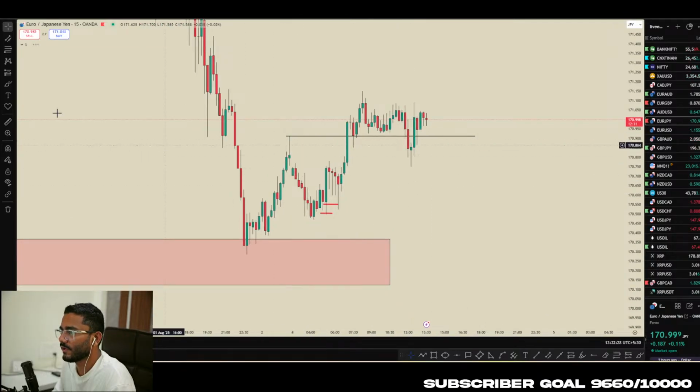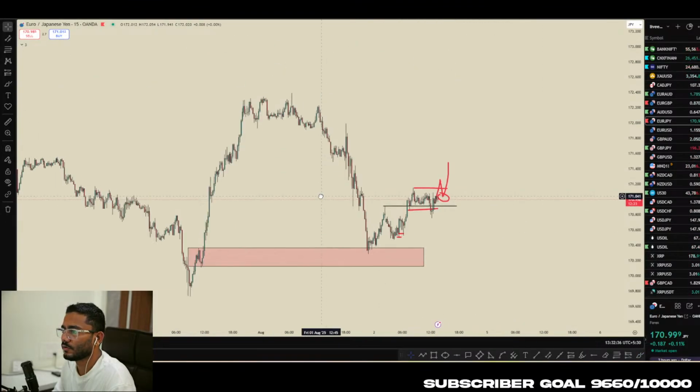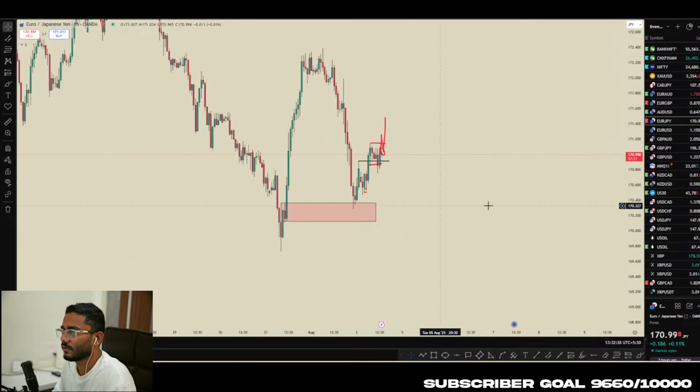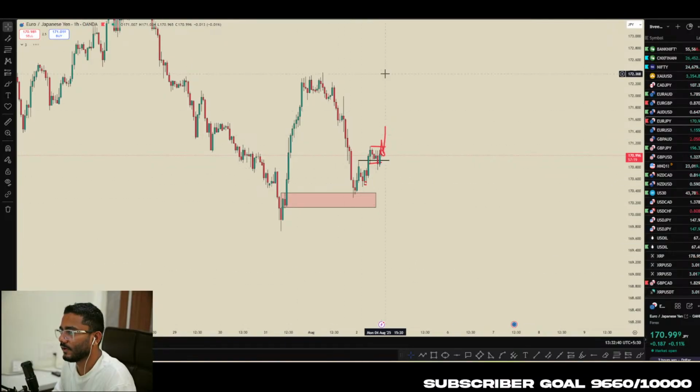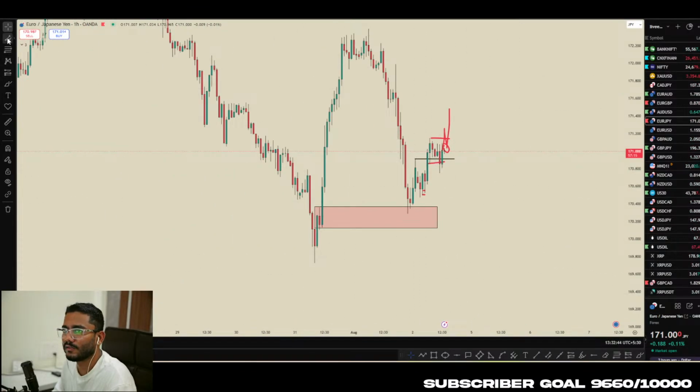On Euro JPY, if price sweeps this liquidity and gives us breakout structure, then we will look for a retest on this area, because overall structure is going to the upside and the internal structure is also going to the upside. Here, price has already fulfilled this imbalance.